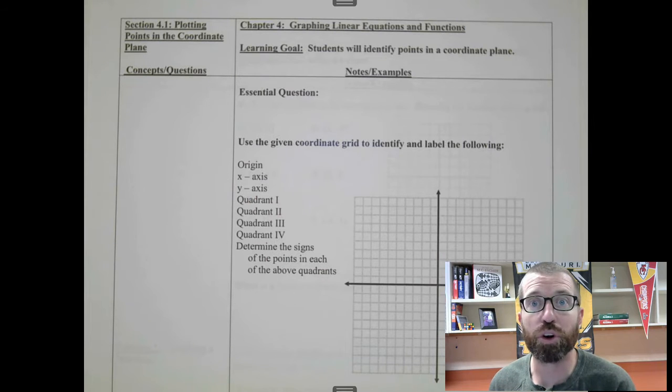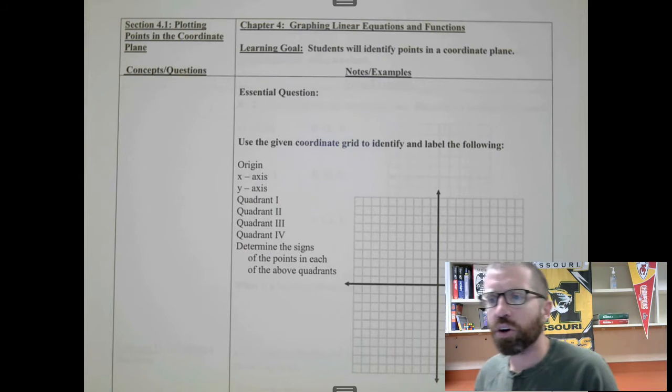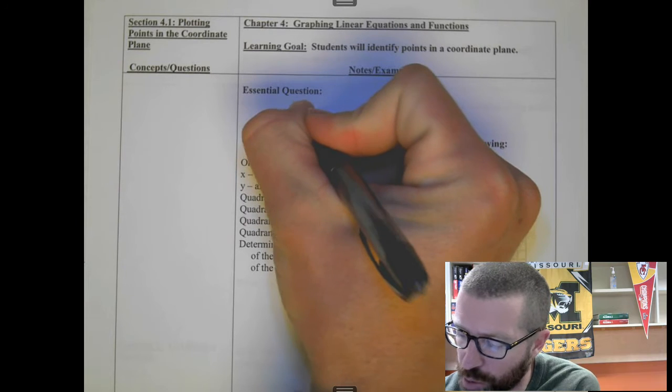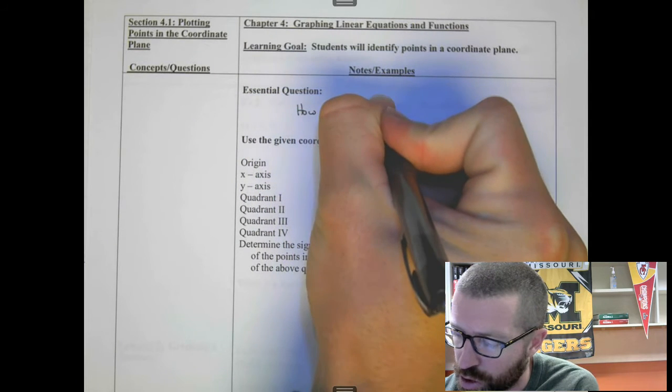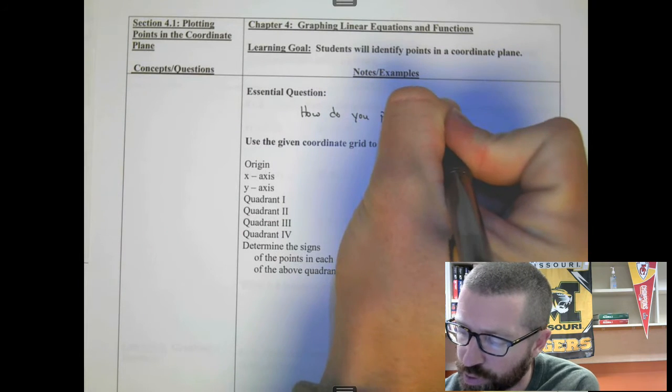In this video, we are going to look at the coordinate plane. The coordinate plane is really just a way to organize inputs and outputs. It's a way to show visually relationships between variables and numbers. There are some things you need to know. The central question would just be, how do you plot points? Points on the coordinate plane.